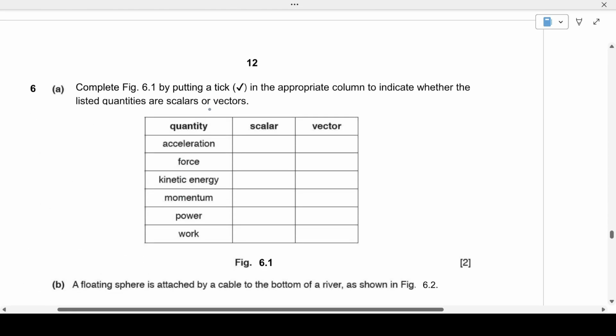Okay, complete the figure. All right. Acceleration is vector, force is vector, energy is scalar, momentum is vector, power is scalar, work is scalar. So three are vectors: acceleration, force and momentum, and the rest are scalar.